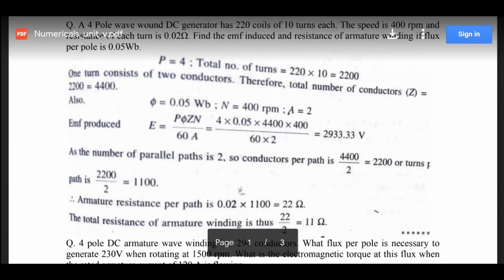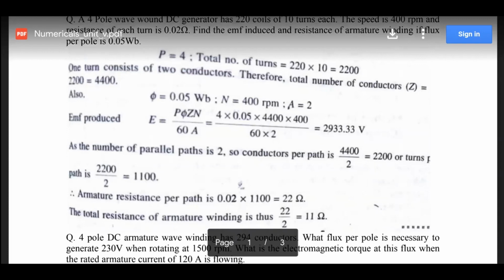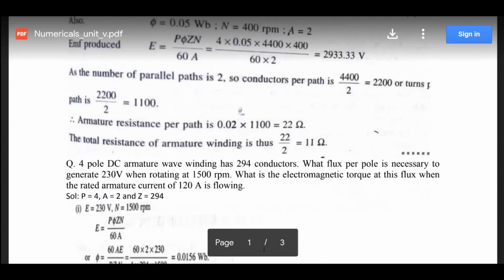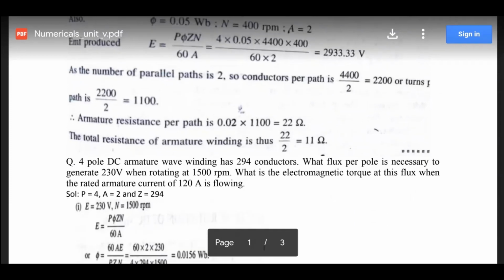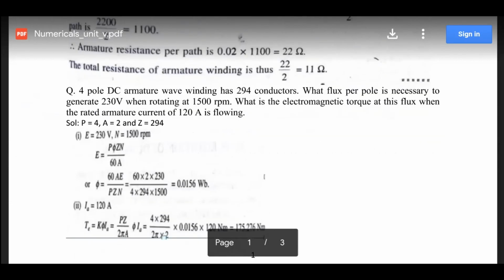Now armature resistance is also given. As the number of parallel paths is 2, the conductors per path will become 2200 and the turns per path become 1100. Armature resistance per path will be 0.02 into the number of turns, so it becomes 22 ohms. Now the total resistance of the armature winding is thus 22 upon 2, that is 11 ohms. Let's move to the next numerical.